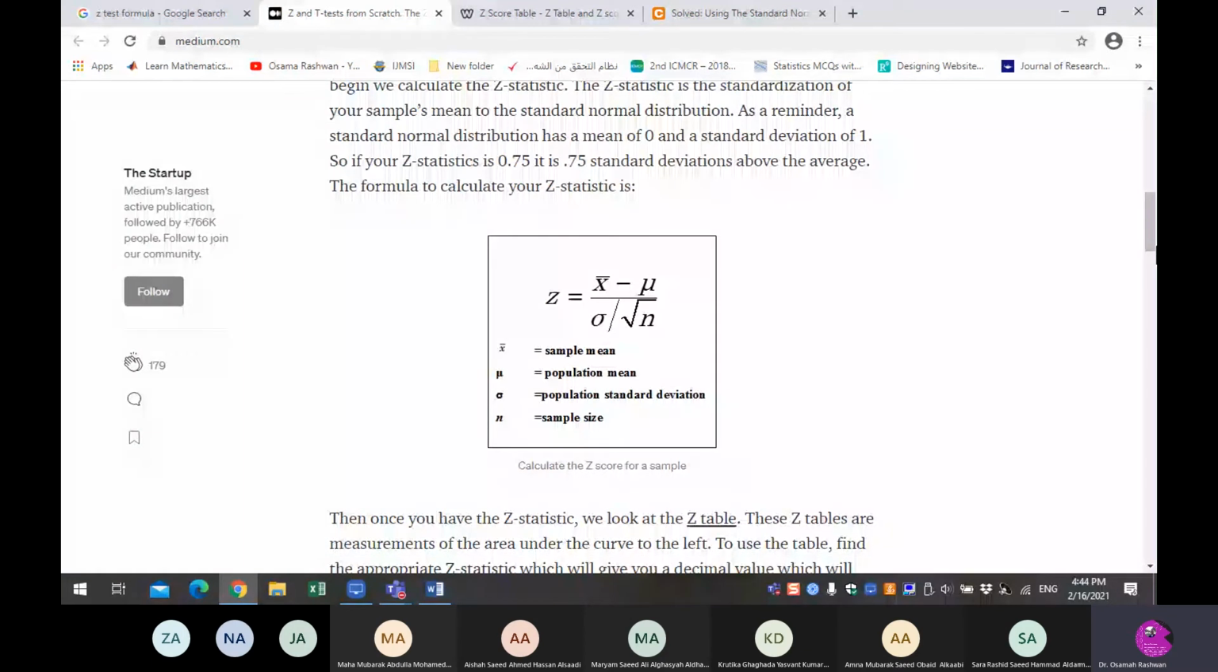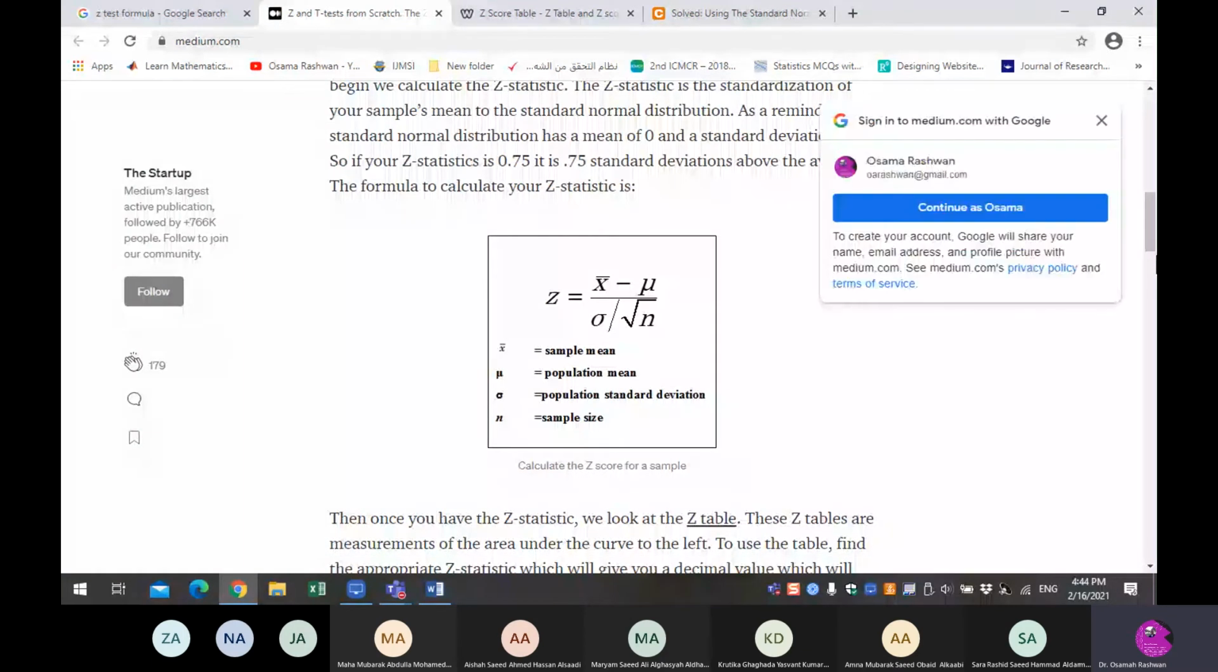Yeah, this is the one. Sigma. Yes, it reminds me of what? This is the margin of error, right? Do you remember this one in the confidence interval? So you know what n is? This is the population standard deviation.